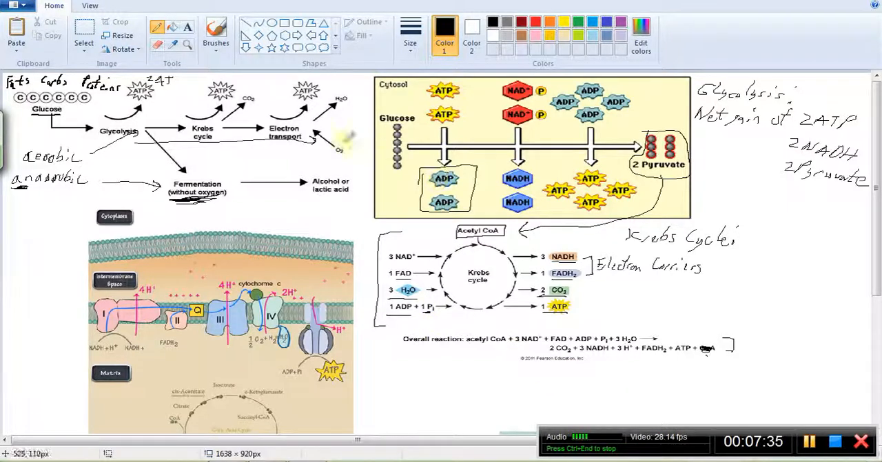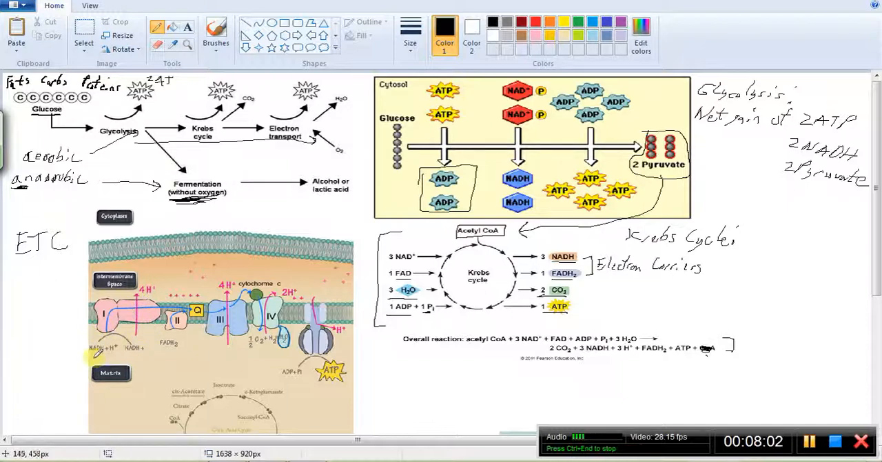Okay, so now we're done with the Krebs cycle. We're going on to the electron transport chain, and that's right here, also called the ETC, the electron transport chain. And this is where we make the majority of the ATP. Now notice we start over here, we use that NADH and the FADH2 in order to pump the protons across the membrane here.